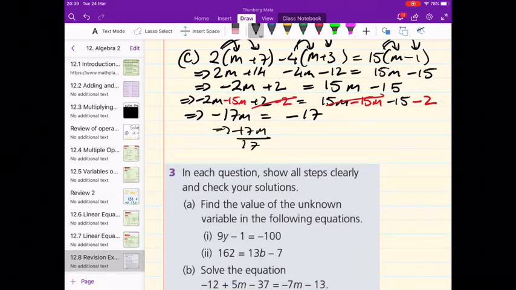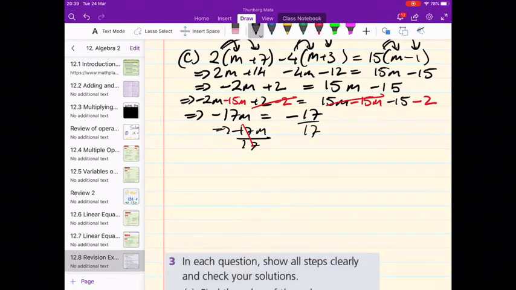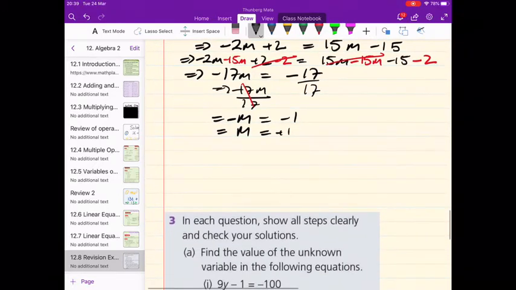So this means we have minus 17m divided by 17. The 17s will cancel, and that's equal to minus 17 over 17. And that will leave us overall with m is equal to negative 1. Now, oops, that's negative m is equal to negative 1. So if a negative m is equal to a negative 1, then a positive m will be equal to a positive 1.